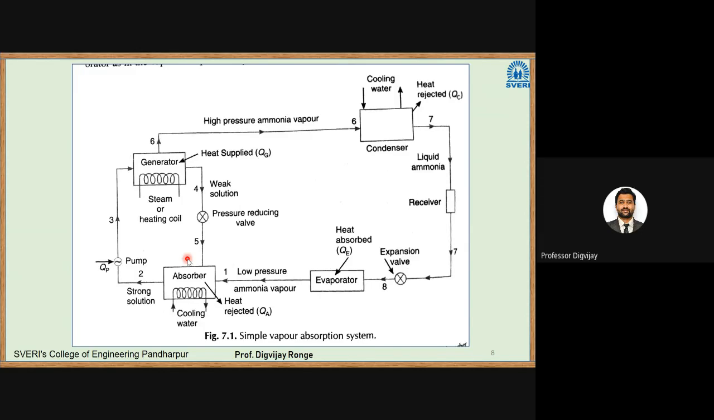Okay, so I think I have one more question here. How does the absorber work? See, in this diagram, though it is shown with the help of a line that one line is connecting evaporator and absorber, but this is not the case.